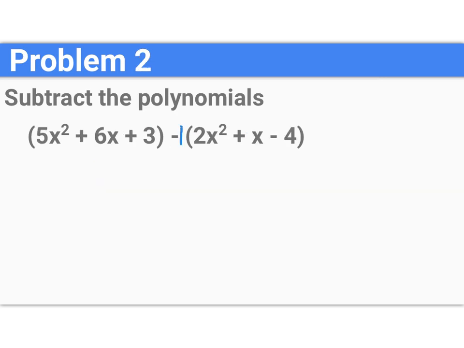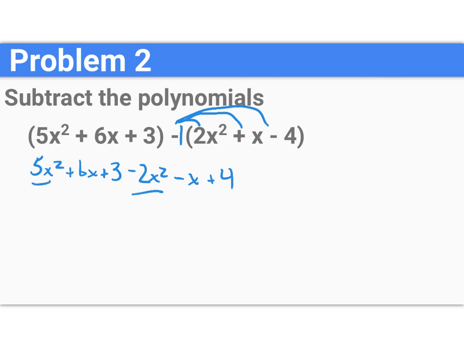Okay, put your 1 here, distribute, distribute, distribute. So I'm just going to rewrite everything. Minus 2x squared minus x plus 4. And then 5x and 2x becomes 3x squared. 6x minus 1x becomes plus 5x. Plus 3 plus 4 becomes plus 7.